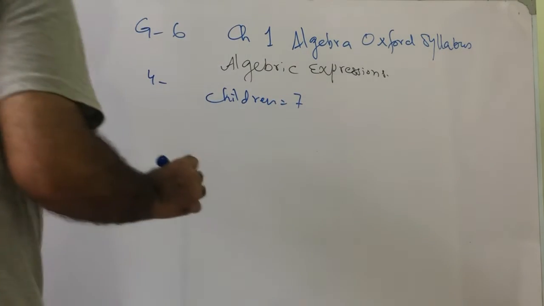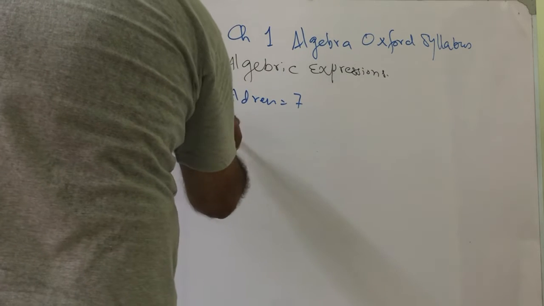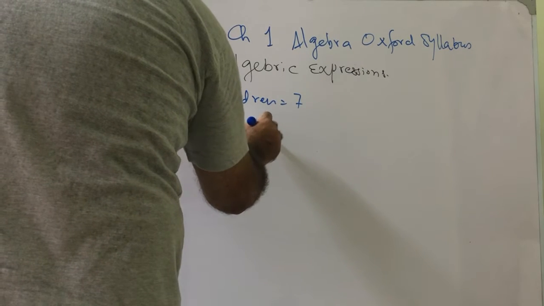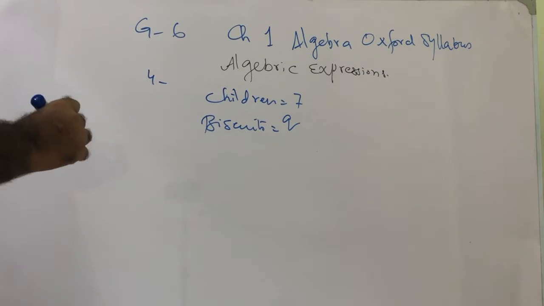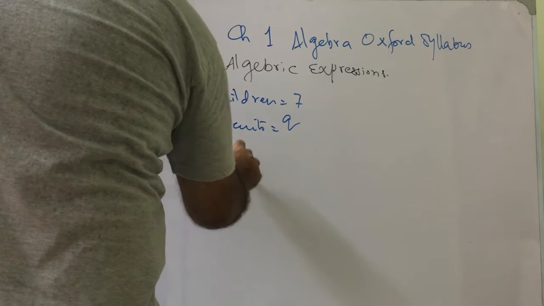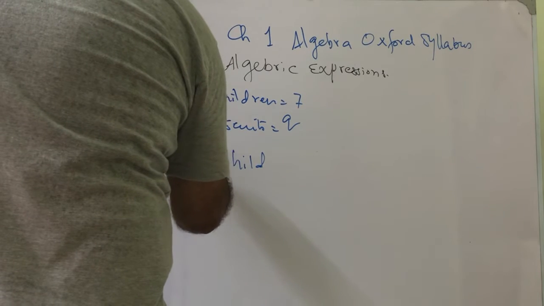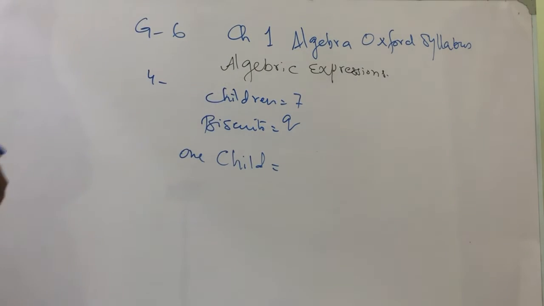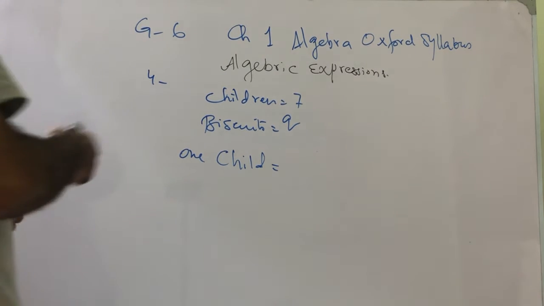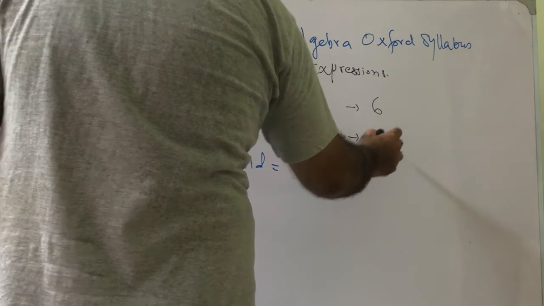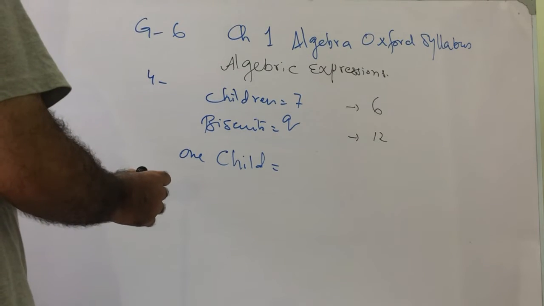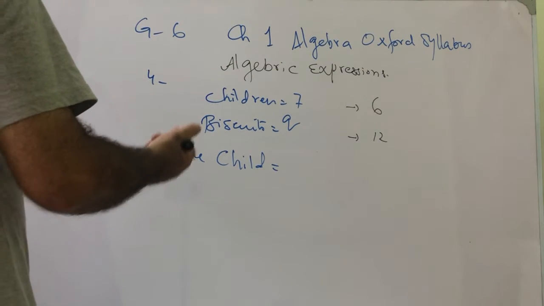Okay, and how many biscuits? q biscuits. How many biscuits does each child get? Okay, so for each child, we just divide the biscuits by the number of children. Means to say, if there are 6 children and you have 12 biscuits, how would you come to know how many biscuits each child will get?